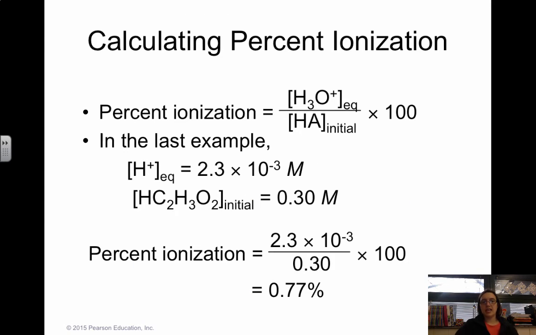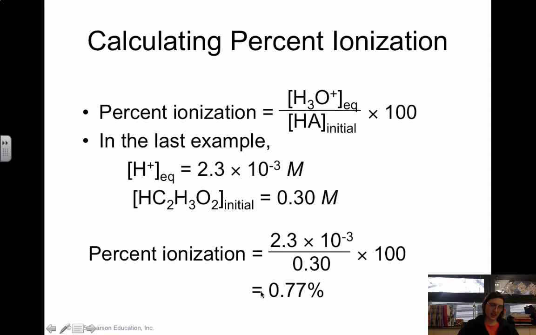So calculating percent ionization. We're going to be using the last example that we just looked at. Percent ionization is the H plus concentration at equilibrium divided by the initial acid concentration. So if we plug both of those values in that we got from our ice table, we can calculate percent ionization. When we solve, we find that it's 0.77%. So this means that acetic acid only ionizes 0.77%.